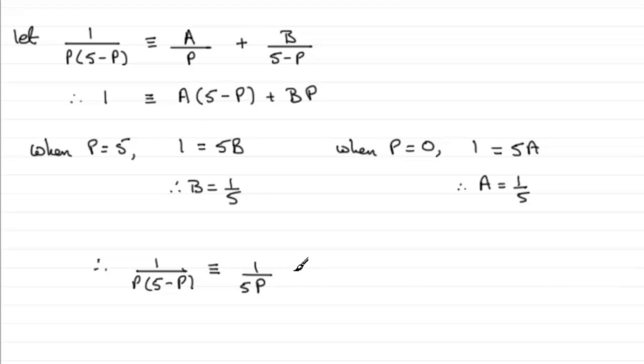And the same applies to this fraction here. Don't write 1/5 over 5 minus p, multiply top and bottom by 5 and you get 1 over 5 bracket 5 minus p. Alright, so there you go, your partial fractions.